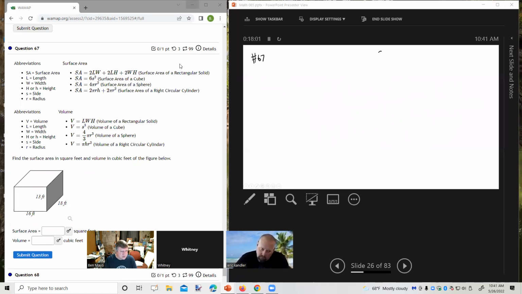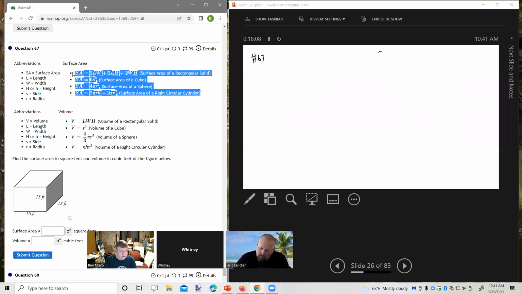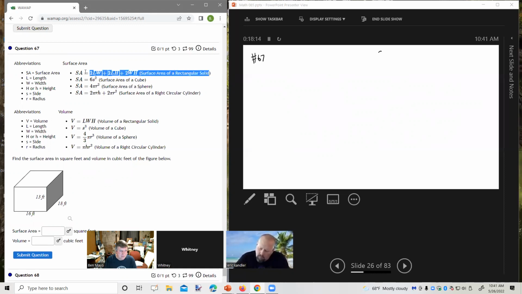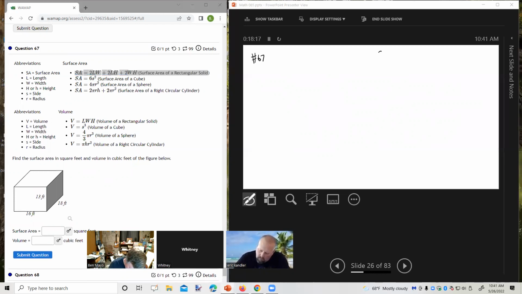So the formula for the surface area is right up here. The surface area is 2 times the length times the width, plus 2 times the length times the height, plus 2 times the width times the height. For this particular block, we'll say that the length is the 18-foot dimension, the width is the 16-foot dimension, and the height is the 13-foot dimension. All right?